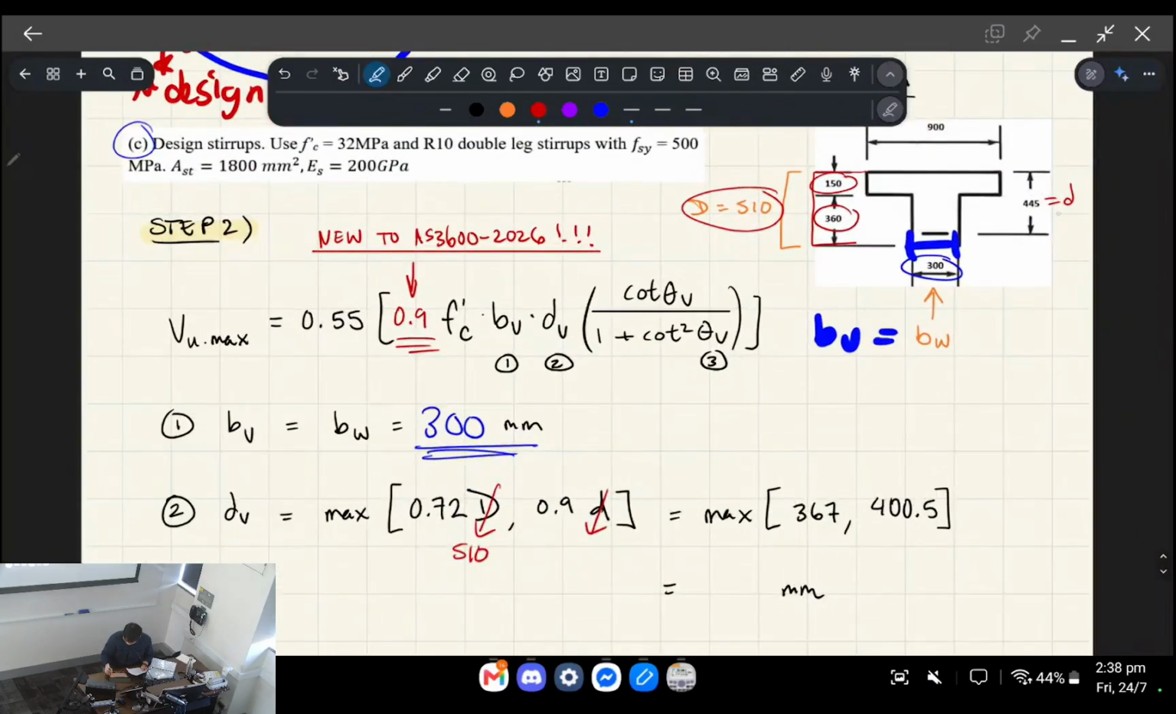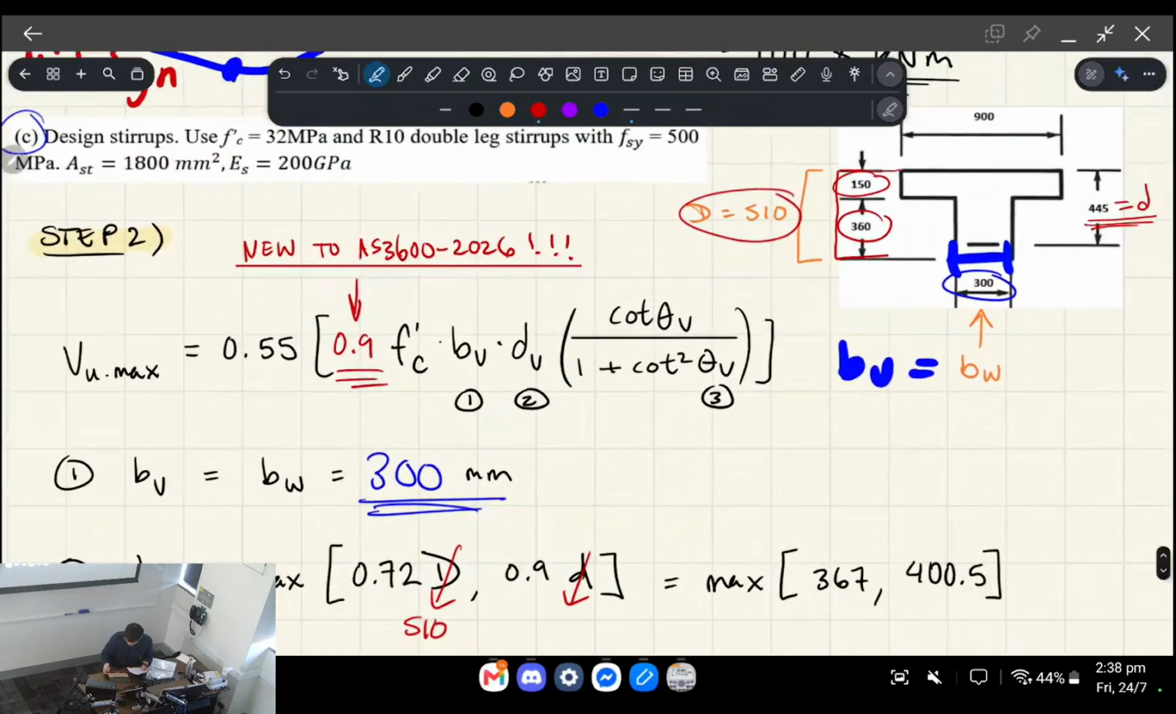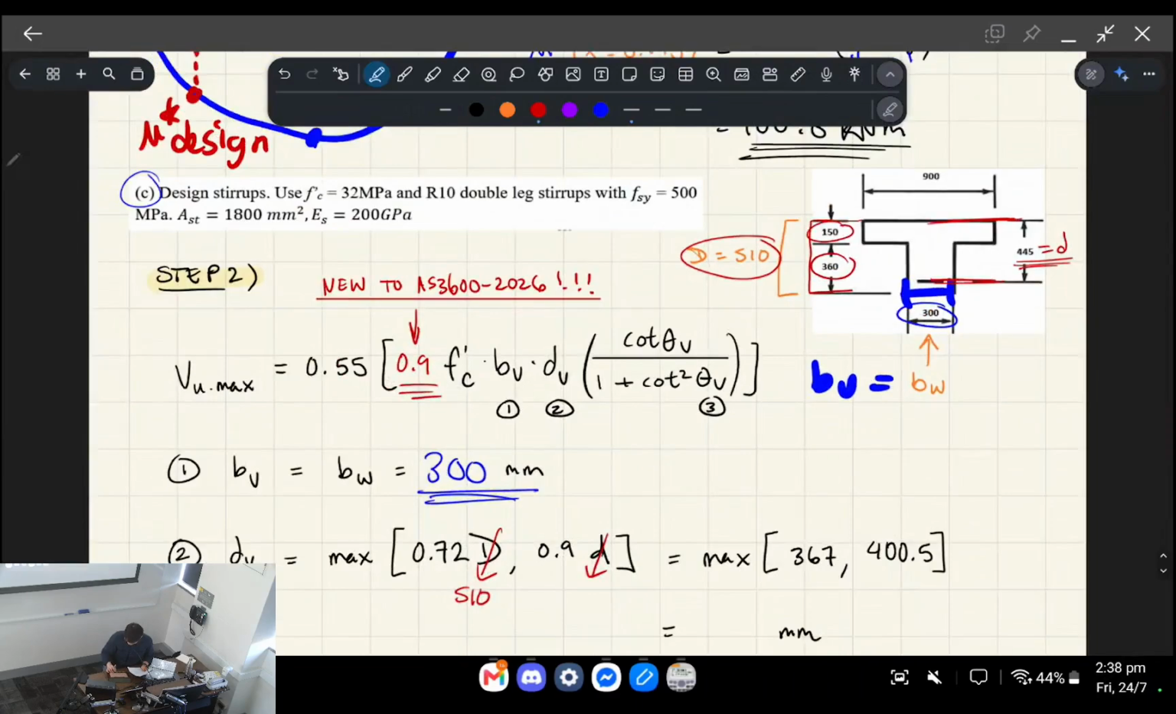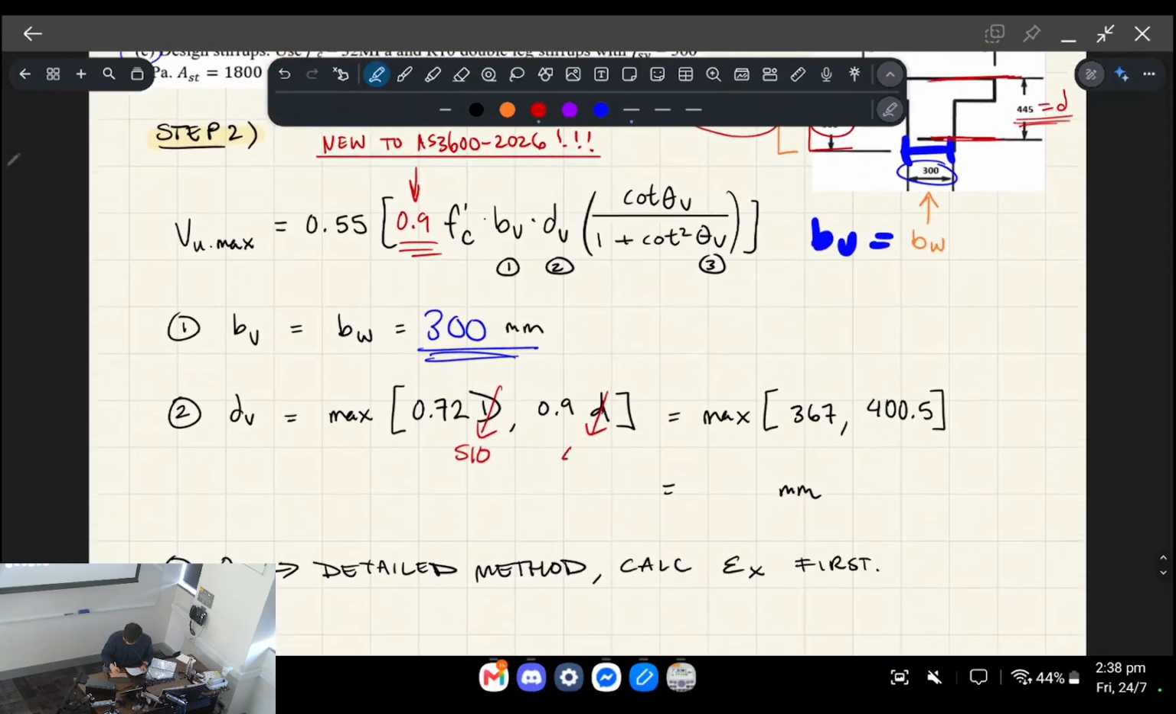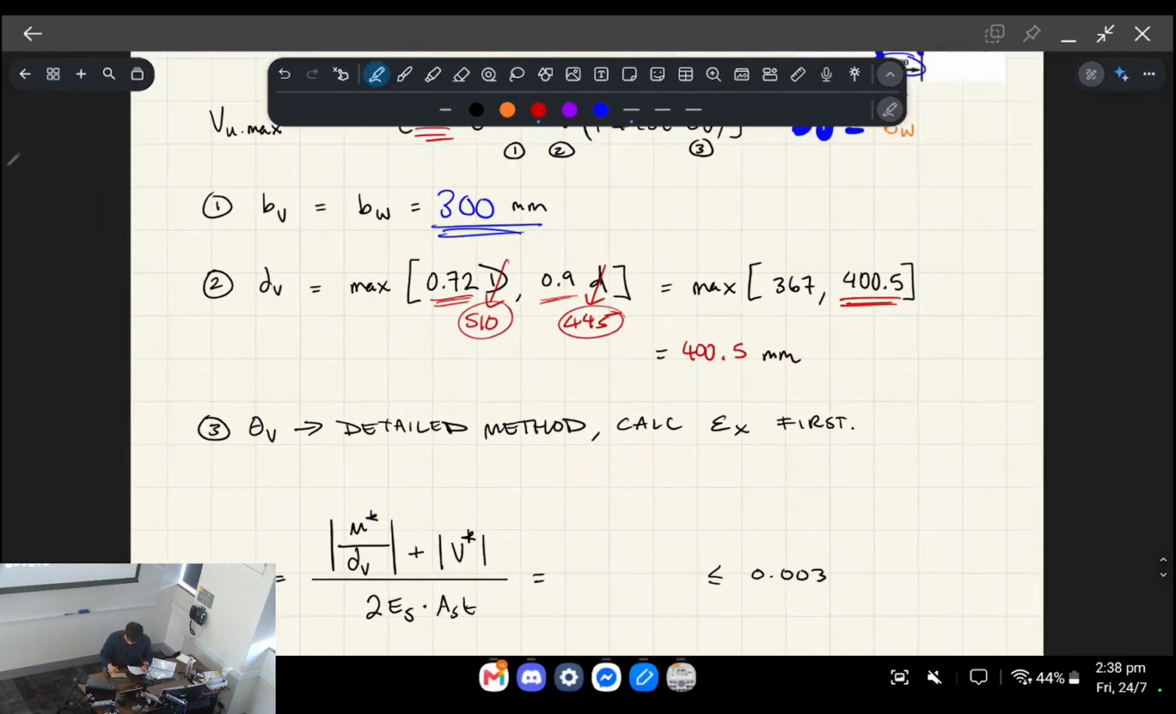And the effective depth. Remember, the effective depth is the depth from the compressive face to the middle of the tensile steel layers, or in this case, the middle of the steel layer. And so that's 445. So you do 72% of this number and 0.9 of this number, and it gives you these two options, and you choose the maximum between them. So the maximum is going to be 400.5 mil.